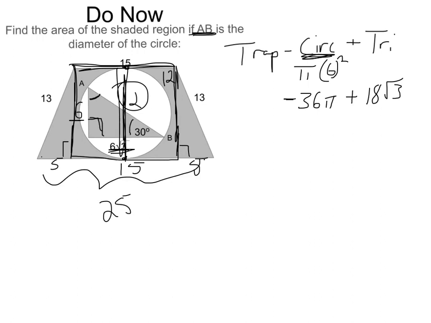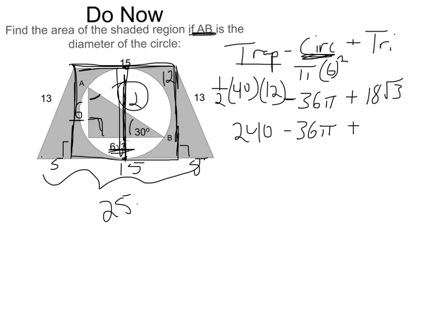So now I can plug into my trapezoid formula 1/2. The bases added together, so 25 plus 15, that's going to be 40. So 1/2 of 40 times the height, which I know is 12. So 1/2 of 40 times 12, that's going to be 20 times 12, so that's 240. I'm going to be subtracting out the circle, 36 pi, and adding the triangle, which is 18 root 3.